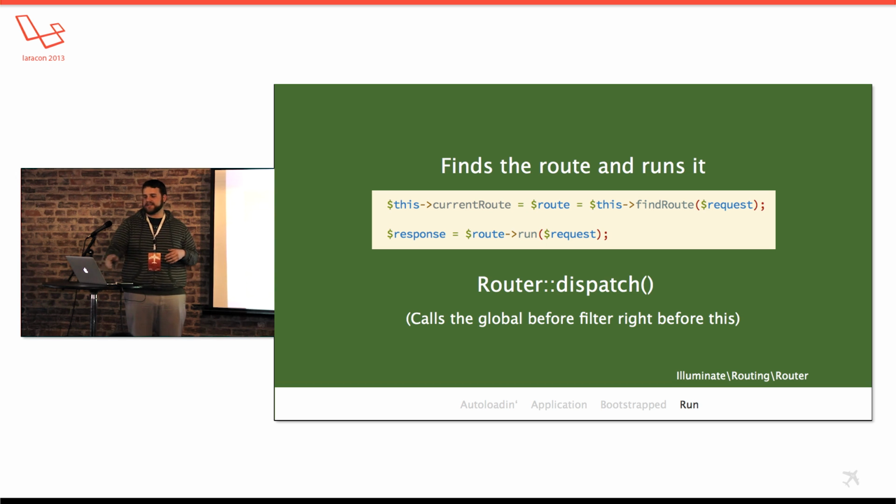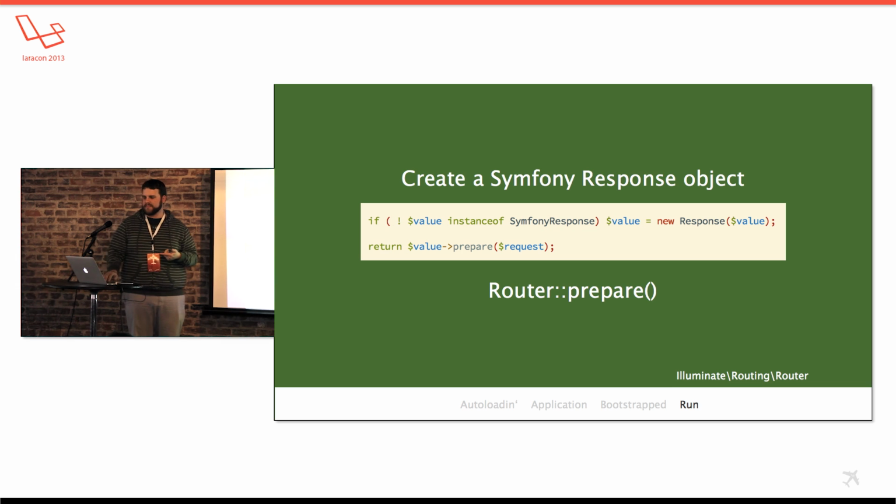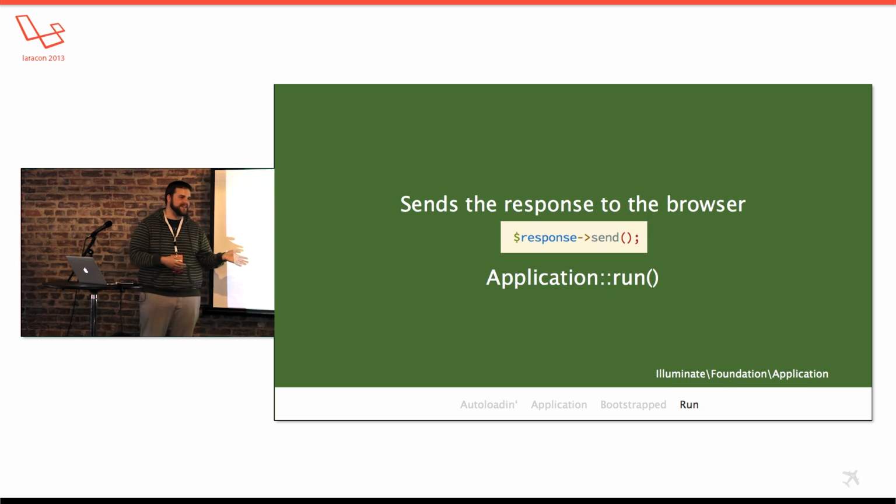And the route that it actually runs is an object; there's a route class. So there's the router and the route. The router asks the route class to run, and then it returns that data, and then the router will generate a Symfony response object and send the response to the browser. We're already back in application.